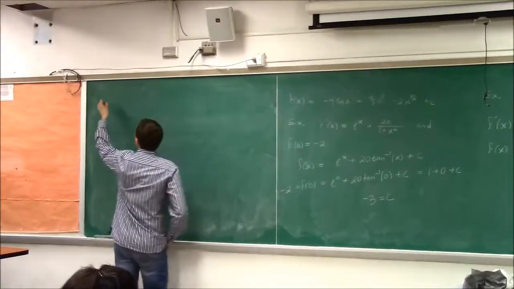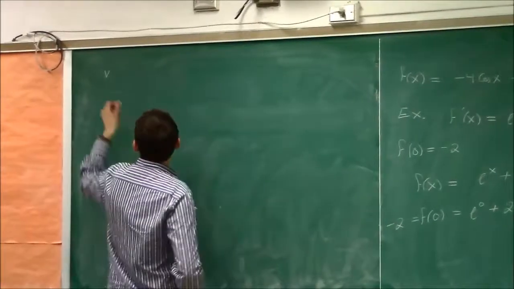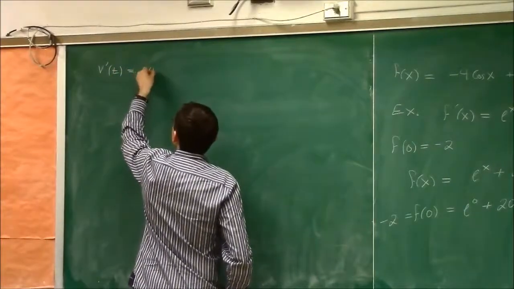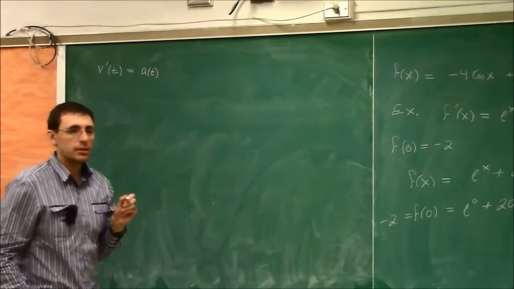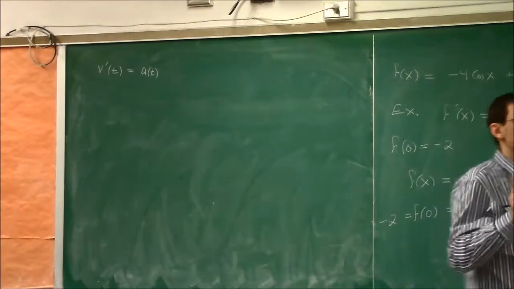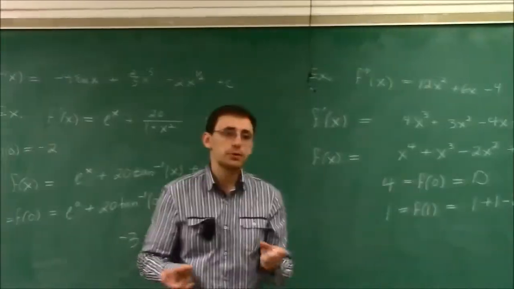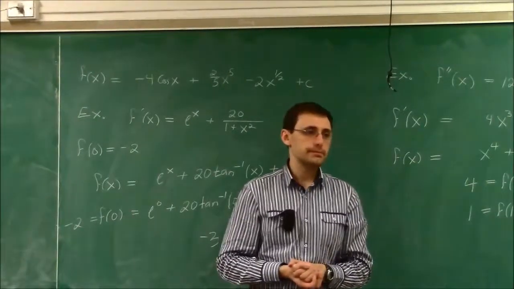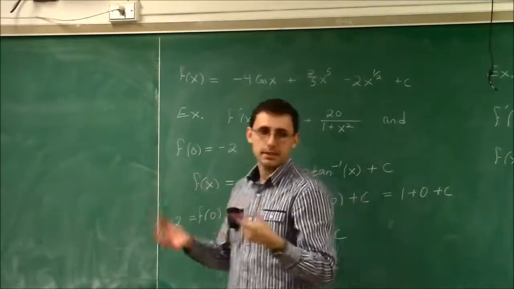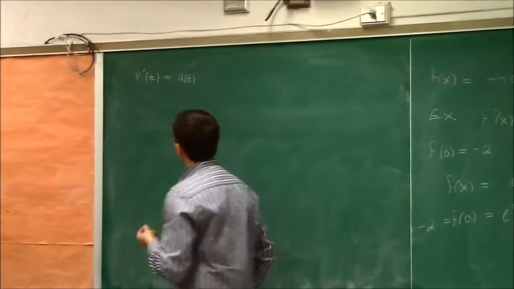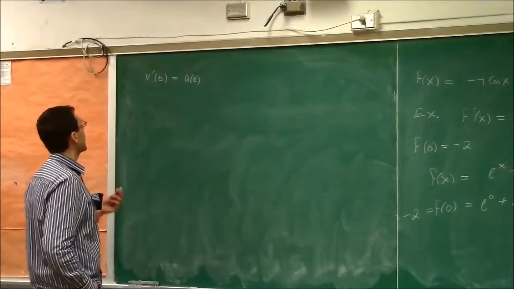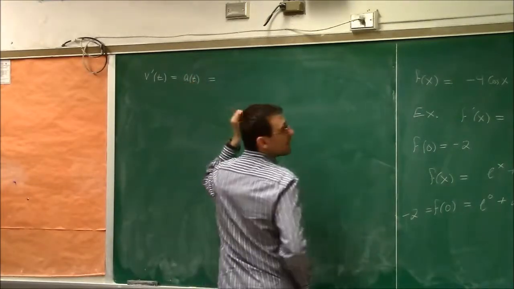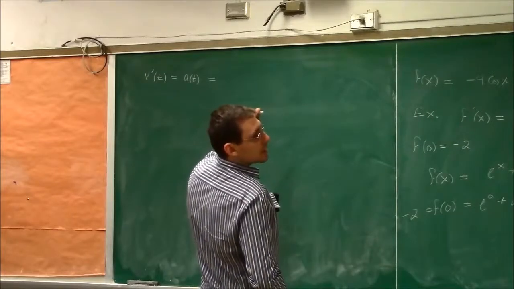So I first need to recover the velocity function. And I know the derivative of velocity is acceleration, right? Because the derivative of velocity is the change between two velocities over the amount of time that it took for this change to happen. That's acceleration. The derivative of acceleration is called jerk, by the way. So that's how fast acceleration is changing. So v prime of t is a of t, which is equal to 6t plus 4.